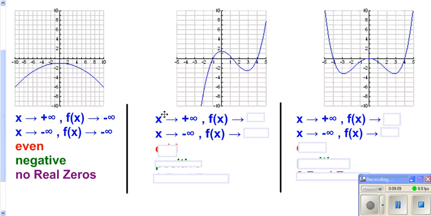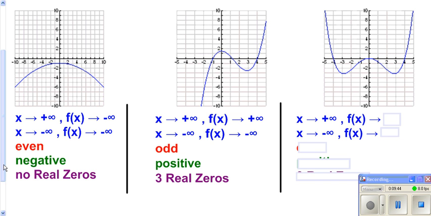Taking a look at the next one here. As you go far to the right, you'll see your function goes up, so we're going to say positive infinity. And as you go far to the left here, you see your function goes down, so we say negative infinity. Since it goes up on one side and down on the other side, you know it has to be odd. Since we go up on the far right side for your odd, you know it's a positive leading coefficient based on the graphs in the previous slide. How many times do we cross the x-axis? Uno, dos, tres. So we're going to say 3 real zeros.